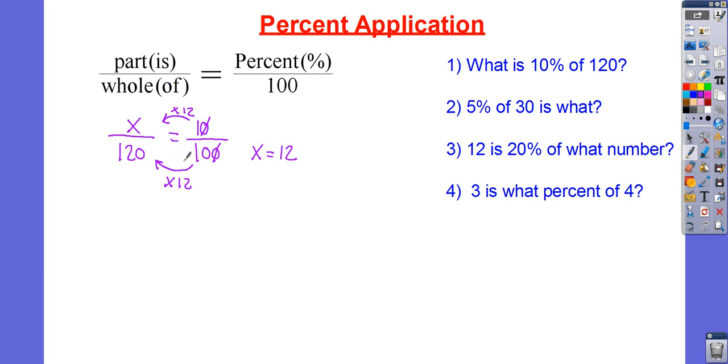Okay? So let's say I wanted to try cross product. I could take 1 times 120, which is 120, is going to be equal to 10 times x, which is 10x. And then I'll just go ahead and do the same thing, divide by 10, and then divide by 10. So in this case, x is going to be equal to 12. So I could get it either way. Okay, now let's go ahead and try the second problem.